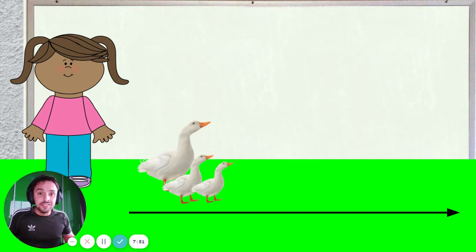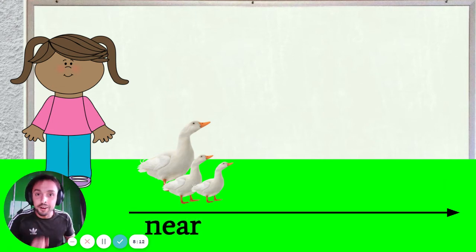How many ducks? One, two, three ducks. Three ducks. Not one duck. Are they near or far? That's right, they're near. So this time, we have more than one, because it's three. It's not one. It's more than one.